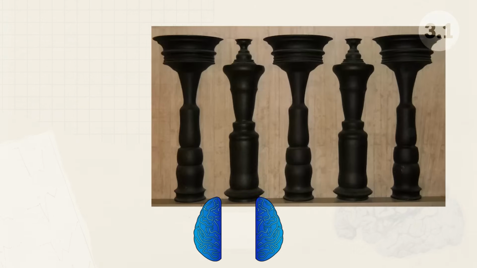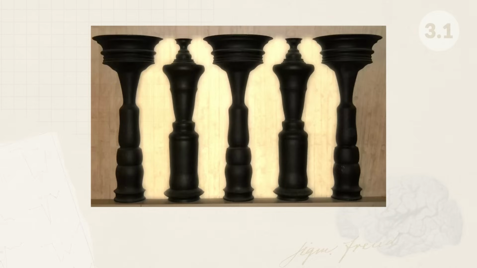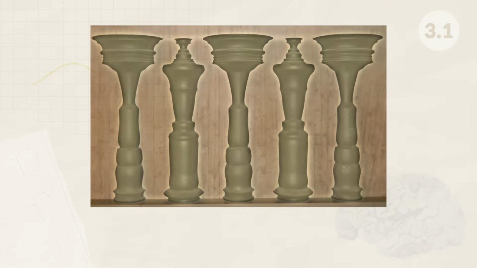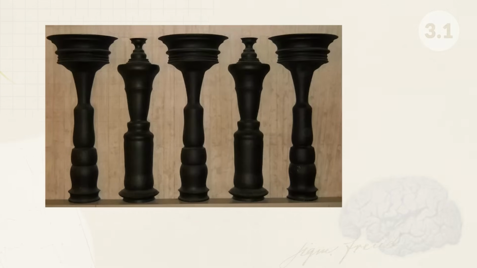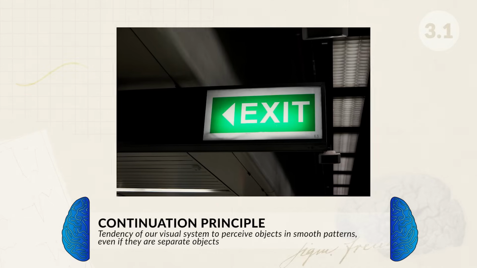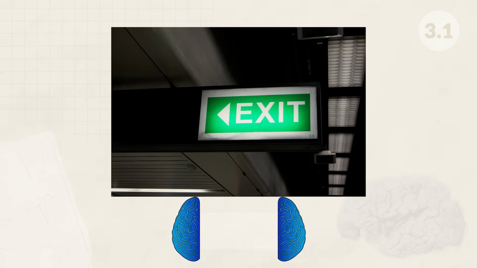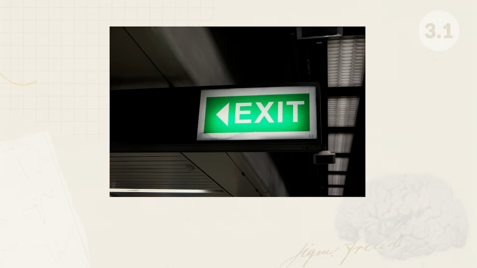Figure and ground is the tendency of our visual system to simplify what we see into 2 categories. Figures, which are objects we are focusing on or interested in, and ground, which is everything else that falls into the background. This allows us to quickly simplify information and identify important information. The continuation principle looks at how we view an object. We will continue to view the entire object and continue over to the next one. For example, when looking at the design of an exit sign, we can see that the arrow points outwards, leading someone who is reading the sign to continue their gaze to extend towards the exit.